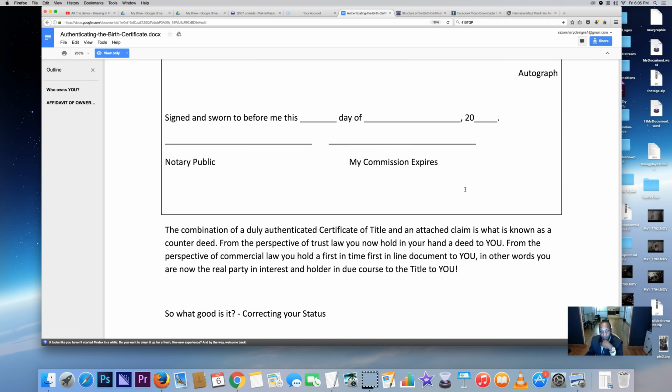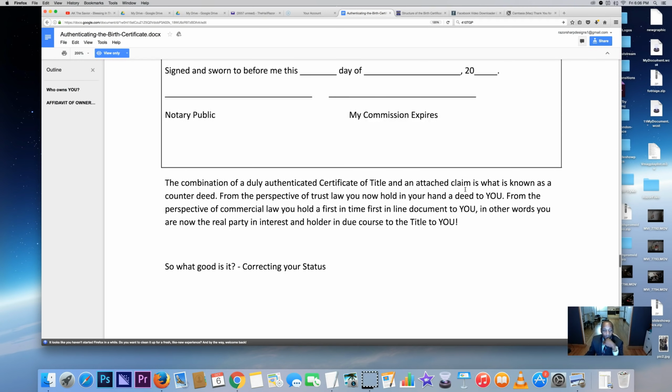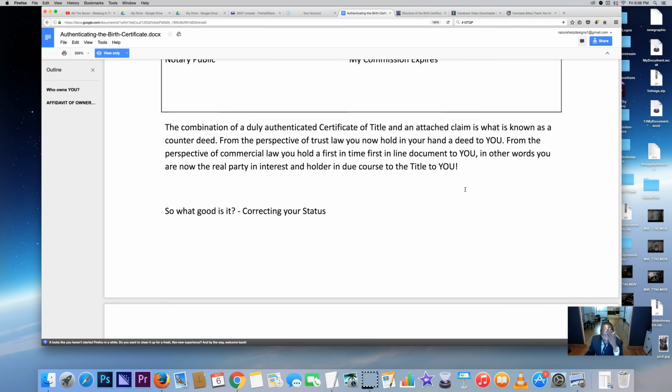The combination of the duly certified certificate and the attached claim is what is known as a counter deed. From the perspective of trust law, you now hold in your hand a deed to you, in which you now have lawful interest. From the perspective of common law, you hold a first in time, first in line document to you. In other words, you are now the real party in interest and holder in due course to title to you. Now that is status correction.